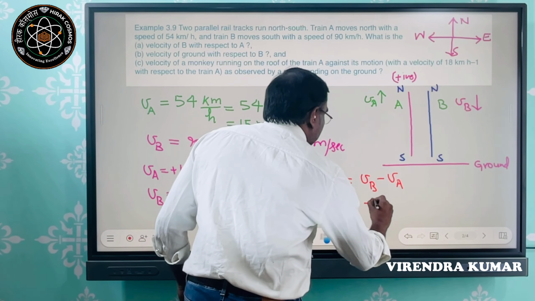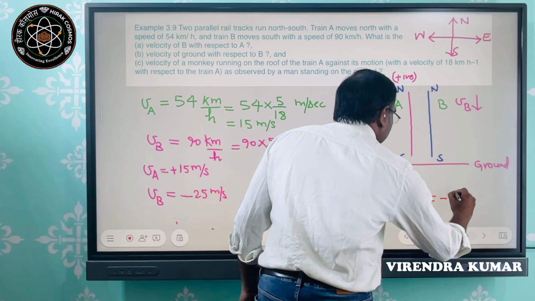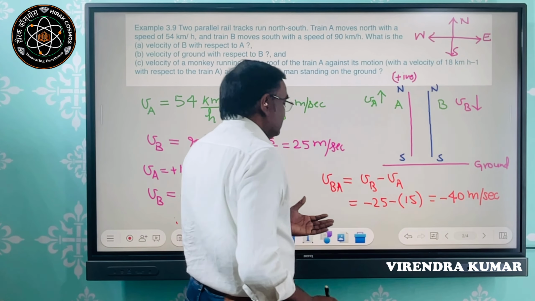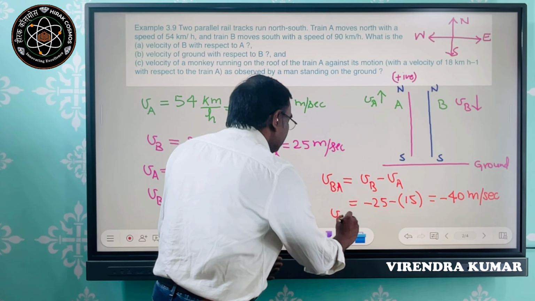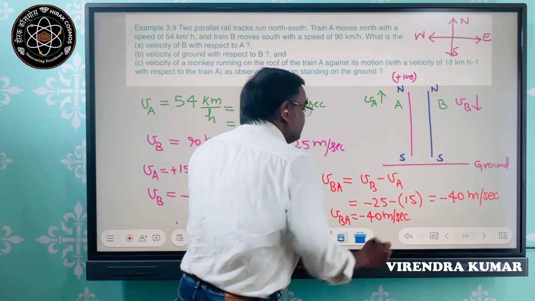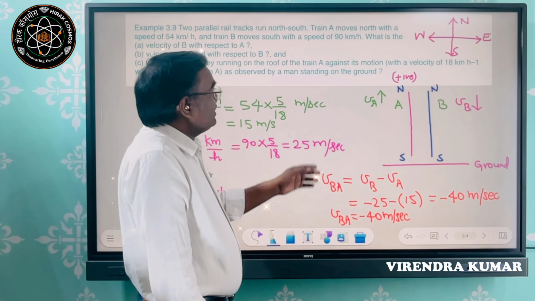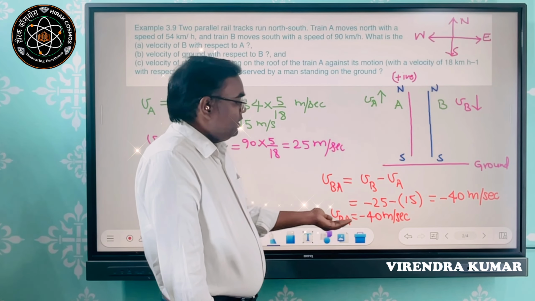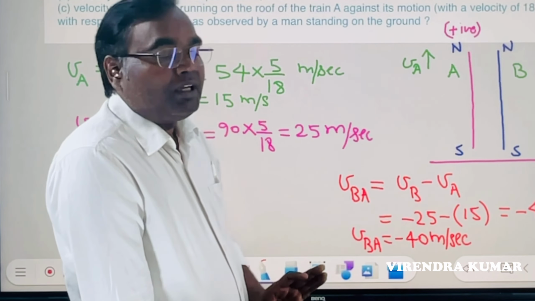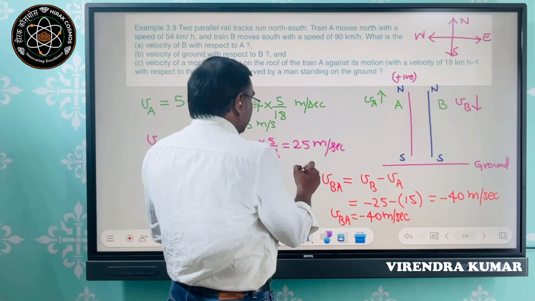so that means minus 25. So this will give minus 40 meter per second. So this VBA is the velocity, that is minus 40 meter per second, and the observer is in the train A, and with respect to him the velocity of train B is minus 40 meter per second. So minus means the train is moving from north to south. Okay, that is the problem number A.